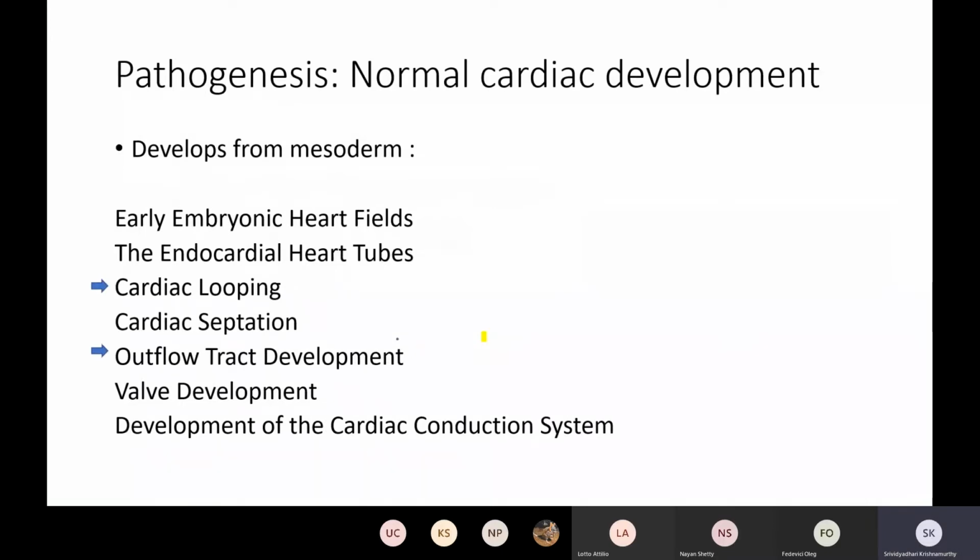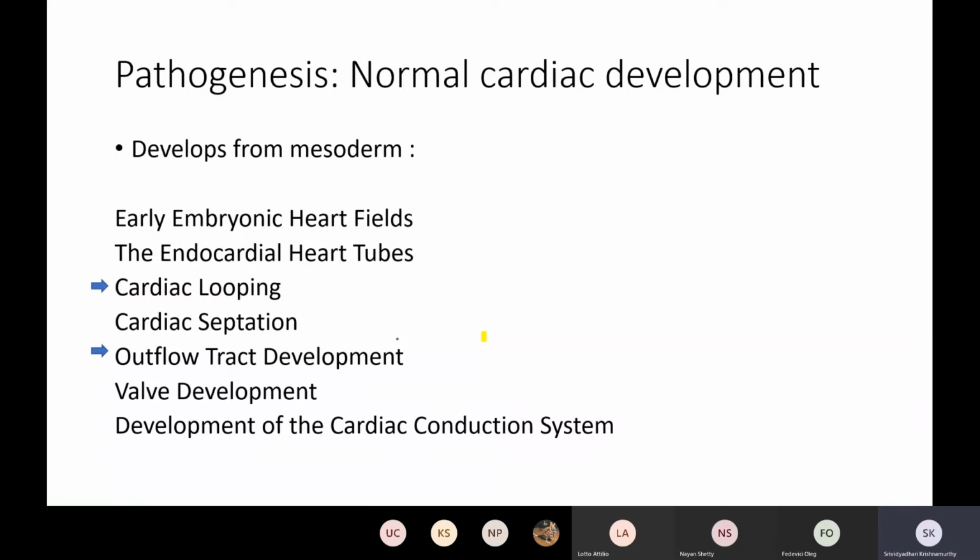So, pathogenesis, basically looking at why this happens. Before we go into why TGA happens, I think it's worth having a little look at what the normal cardiac development is. The heart develops from the mesocardium quite early, in the early stages. The crucial stages, I shall start describing from day 19, which is when the embryonic endocardial heart tubes are formed.